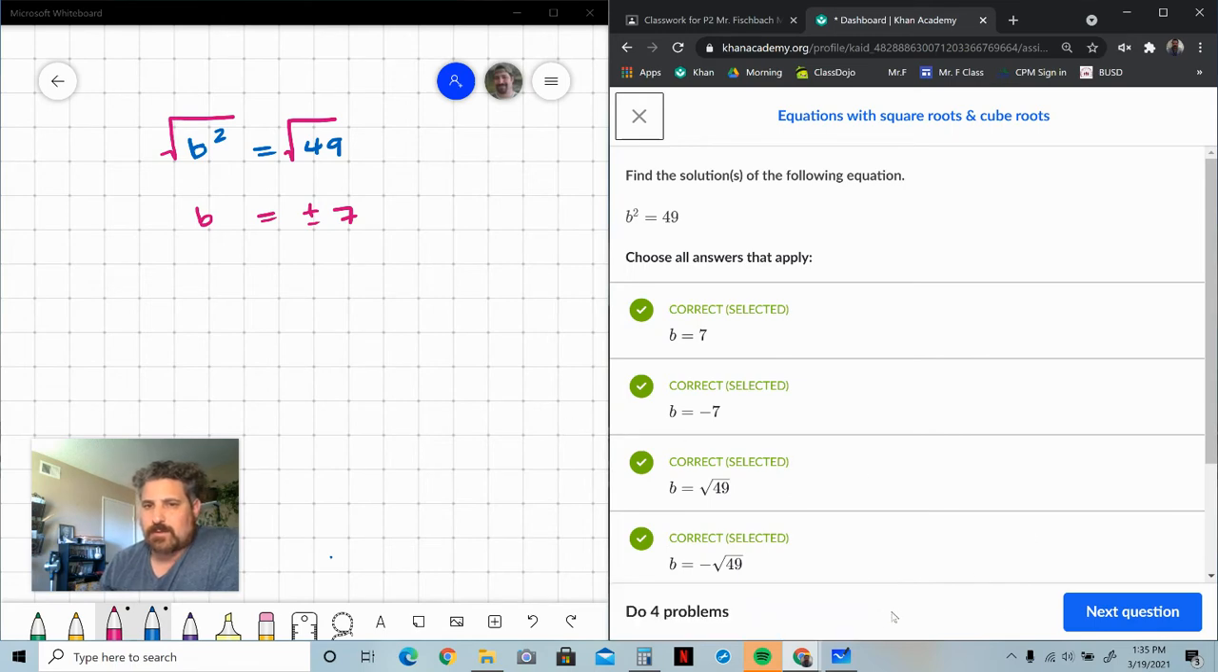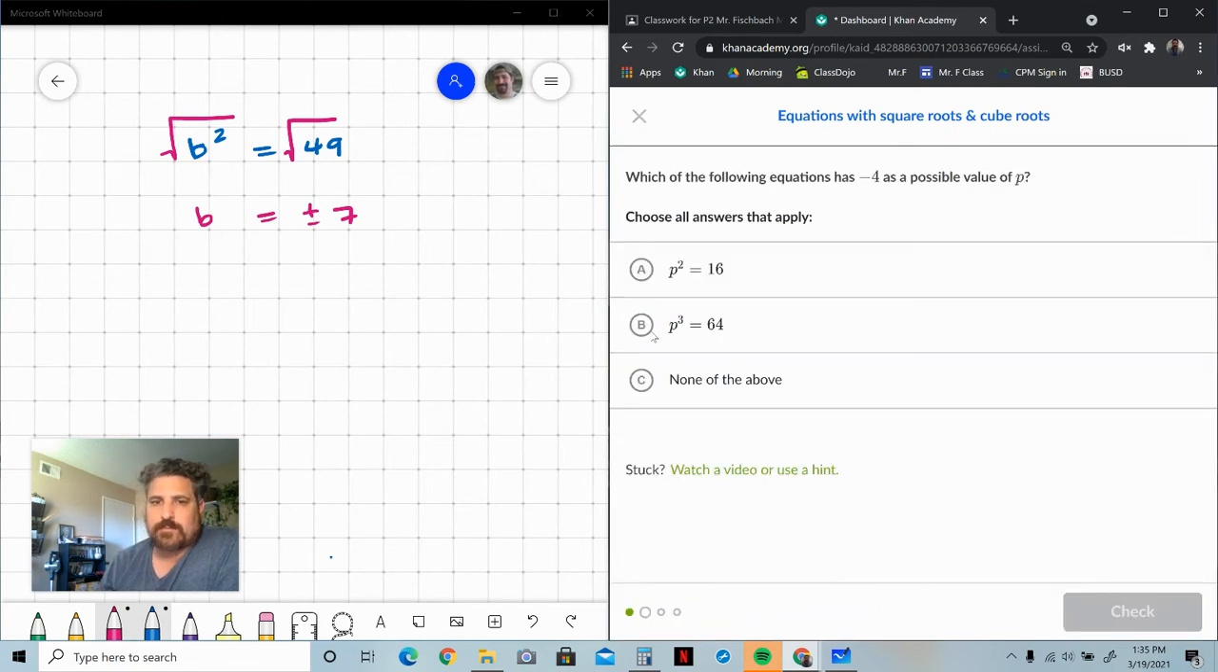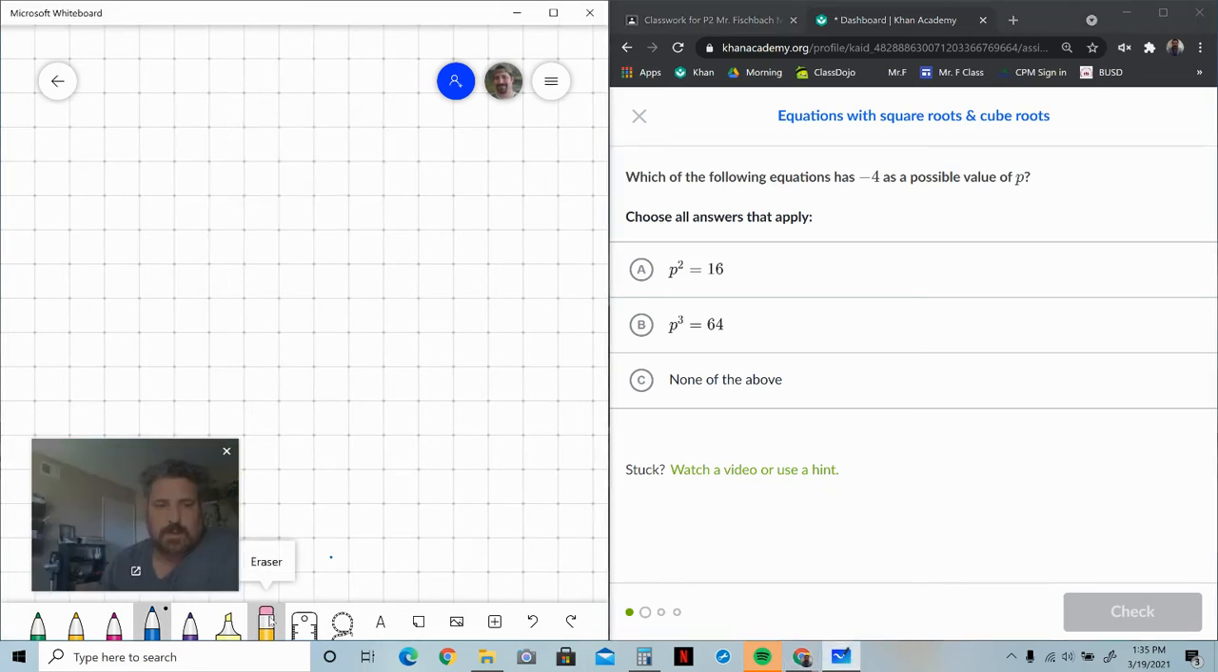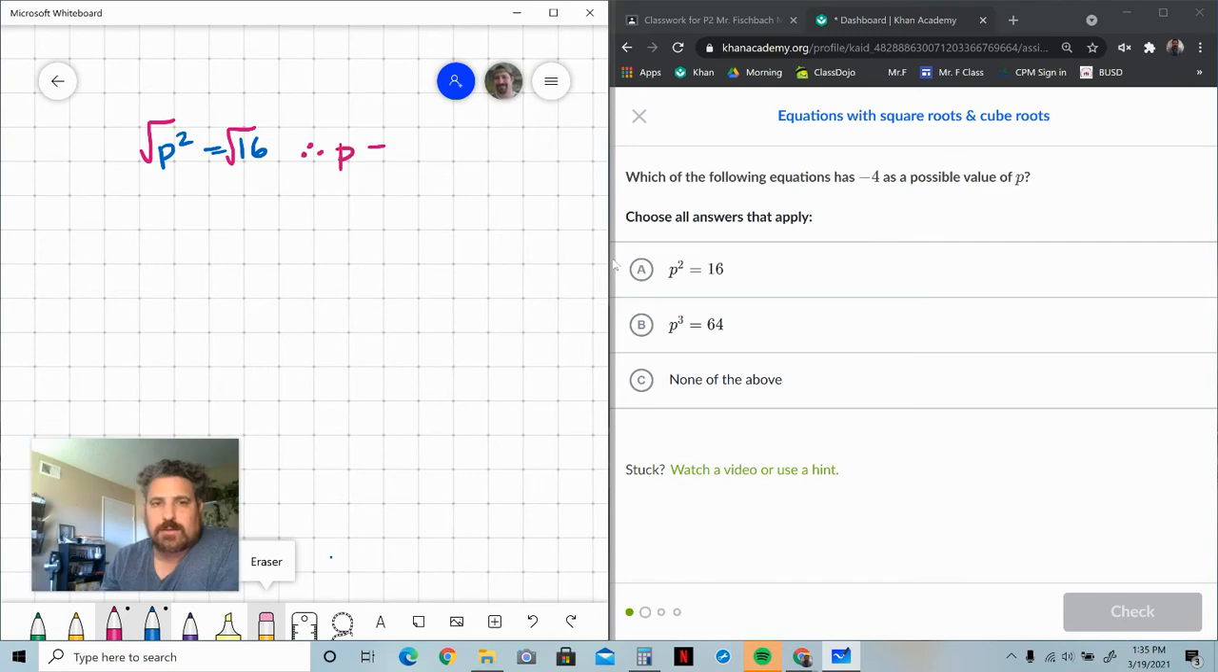All right, so let's do the next one. When we're looking at this one here, it says, which of the following equations has minus 4 as a possible value of p? Choose all the answers that apply. So you've got p squared is equal to 16. If you take the square root of both sides there, you would get that p is going to be equal to plus or minus the square root of 16, which is the same as plus or minus 4.